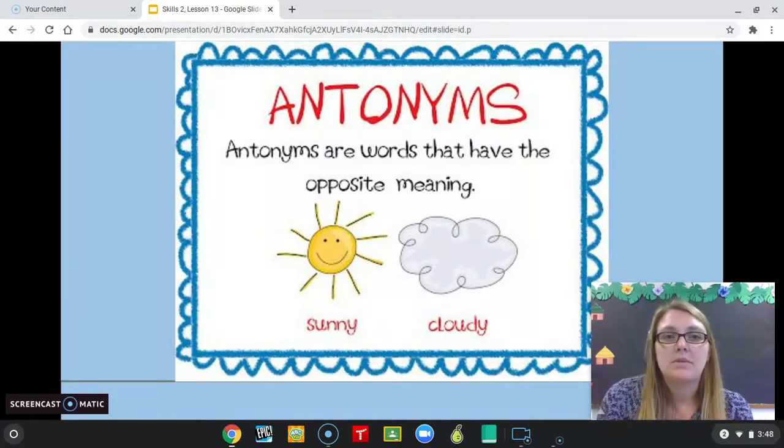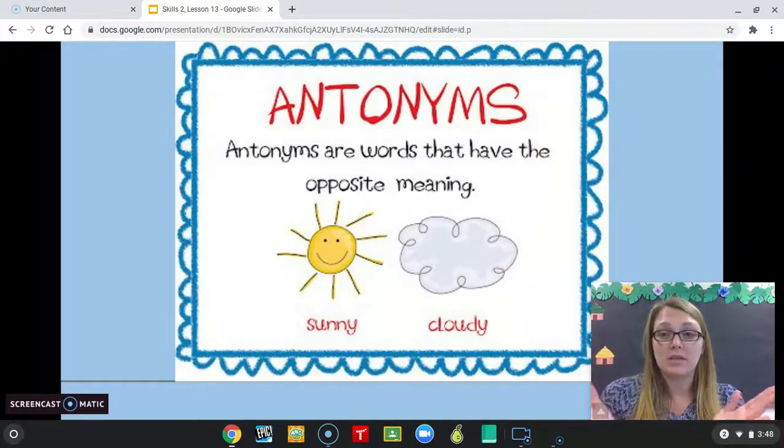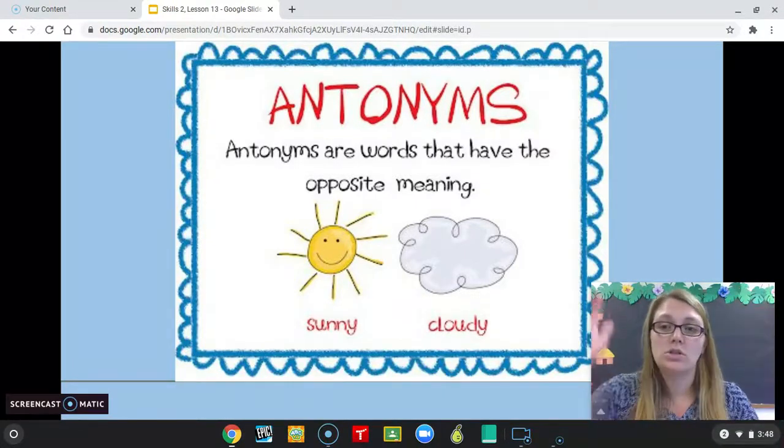Okay, antonyms. Antonyms are words that have the opposite meaning, like sunny and cloudy. They're opposite, up and down, tall and short.